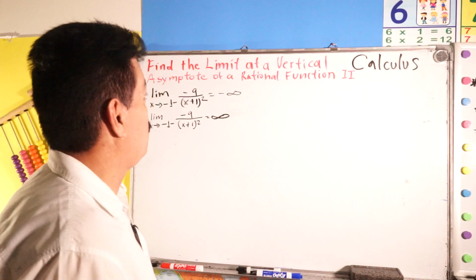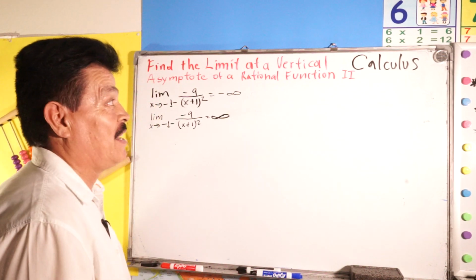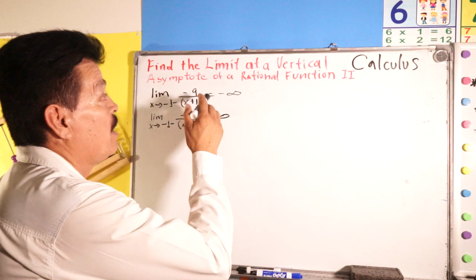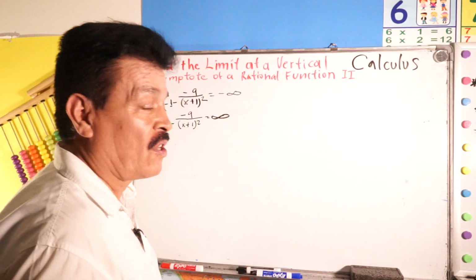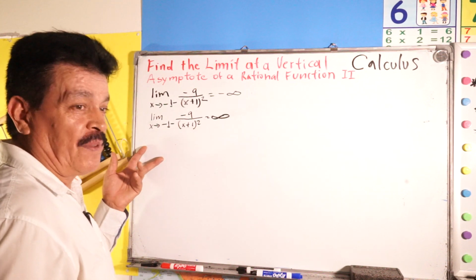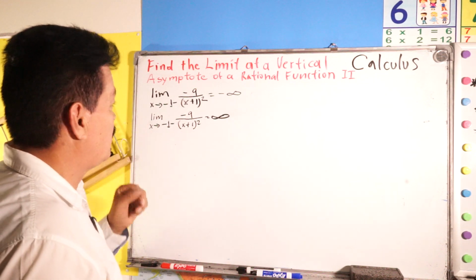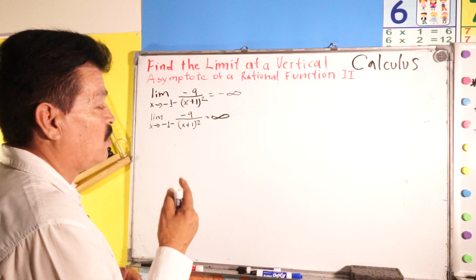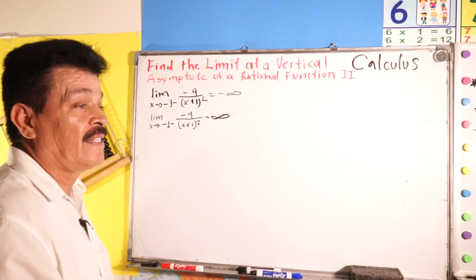Calculus class, the topic for today is find the limit. We are going to find the limit at a vertical asymptote of a rational function. We have two problems here, but only one is right. One of these is not okay, so we need to know which one is the right one.